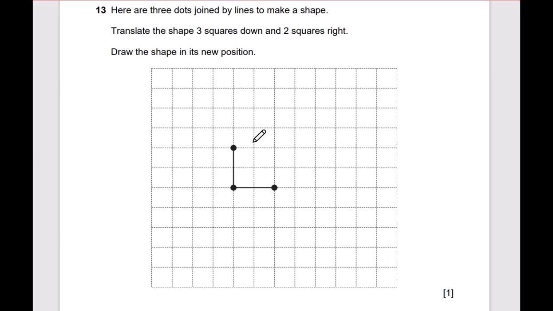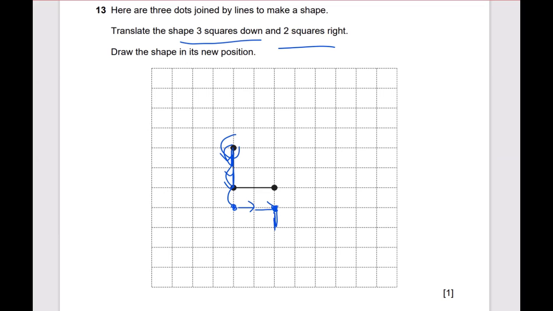Alright, let's discuss the answer. So 3 squares down. It should be 1, 2, 3 going down. This will go here, and then 2 squares right. So 1, 2. This point will stop here, and the rest of the points just adjust, because it's 2 units down, 2 units down.